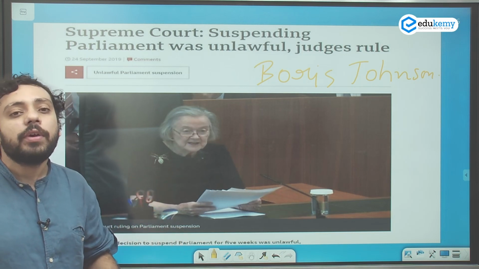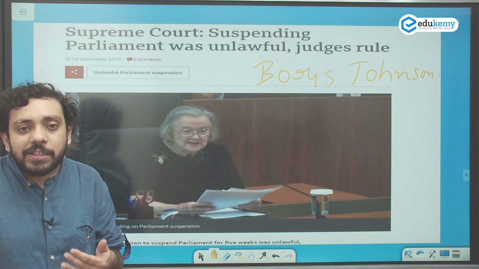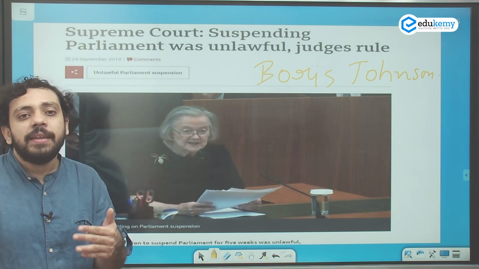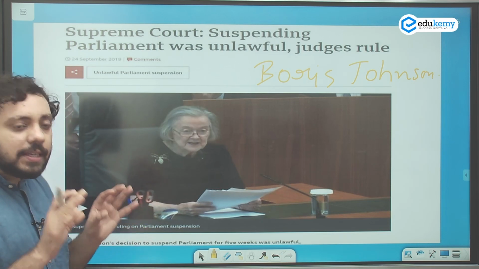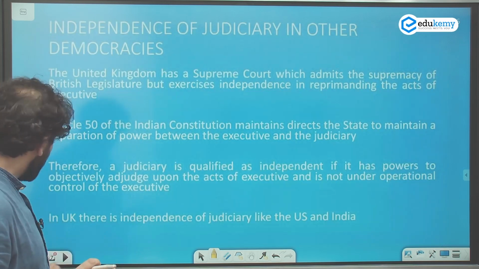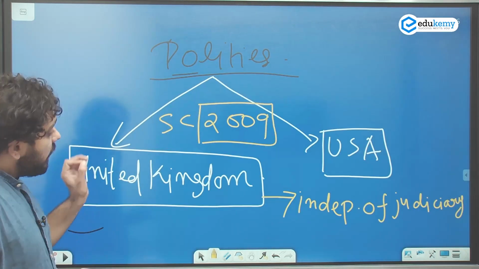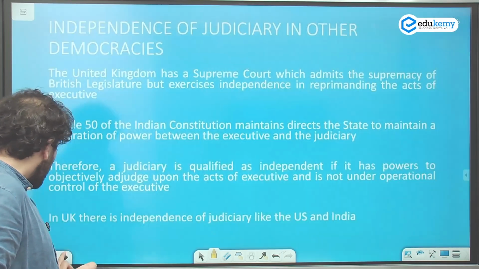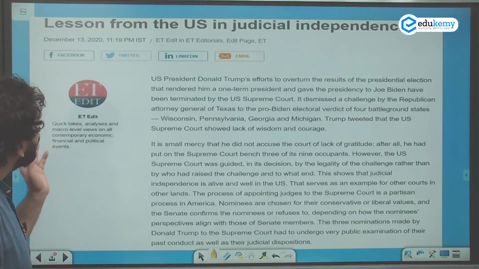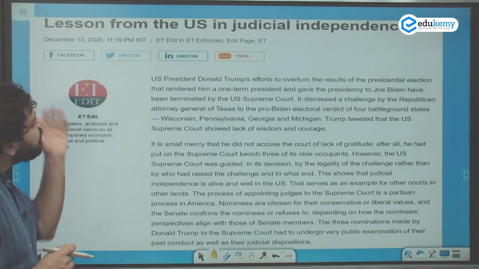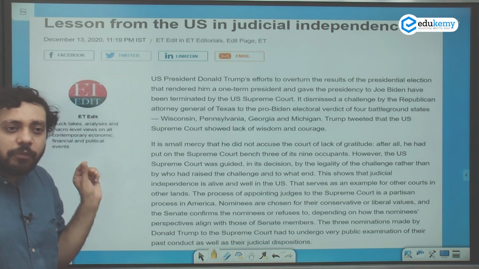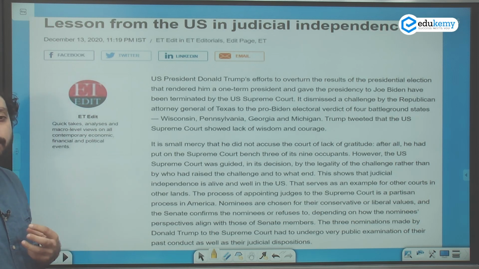Now, the Supreme Court can do it only when it has no fear or favor to be afraid of from the executive. This is what qualifies as judicial independence. Similarly, the United States of America has judicial independence. We can take a look at another news article shared here, courtesy Economic Times, on lessons from the US in judicial independence. You can pause the video and try to read this.